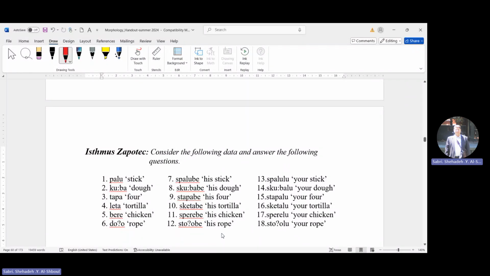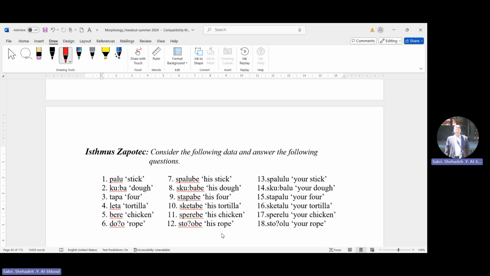Hello, everybody. Today we are going to do more exercises and more problem sets on the behavior of morphemes in different contexts and different positions. As we know, the morphological representation can be displayed via different mechanisms, whether by prefixation, infixation, circumfixation, or suffixation.